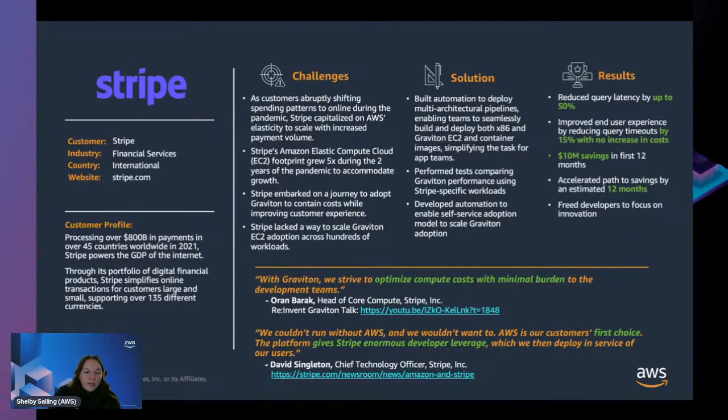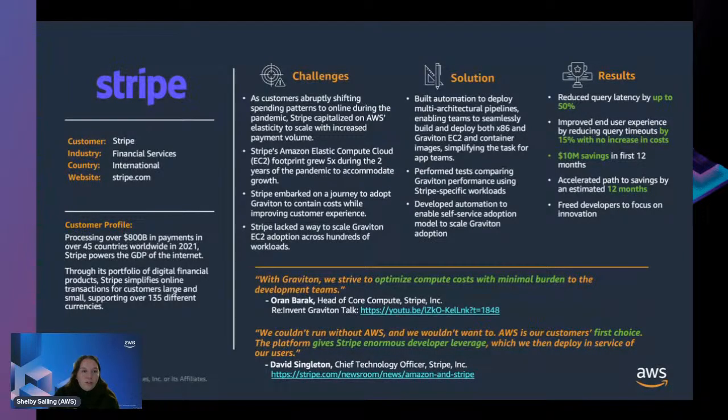So the results, I know I mentioned a little bit in the last slide. More detail is they ended up reducing query latency by up to 50%. They improved end user experience by reducing query timeouts by 15% with no increase in costs. They experienced 10 million in savings in the first 12 months, and they accelerated the path to savings by an estimated 12 months. And by doing all this work, they actually also engaged with ProServe, which freed developers to focus on innovation.